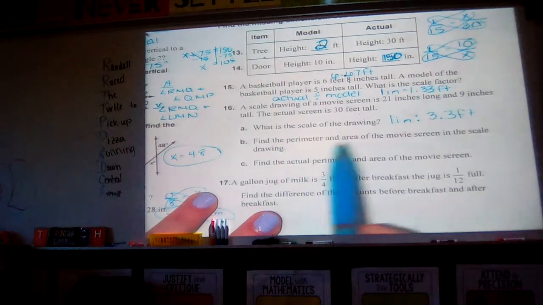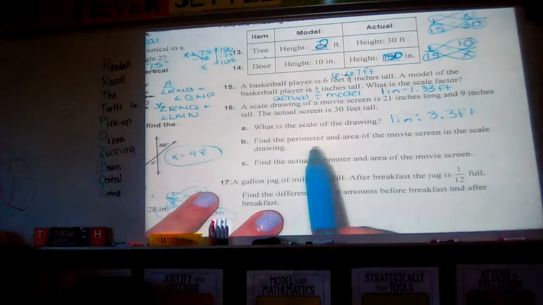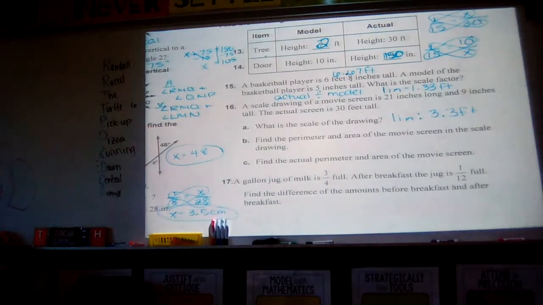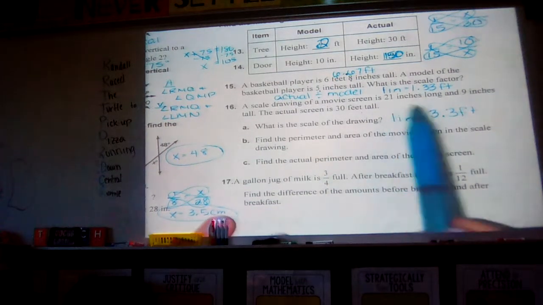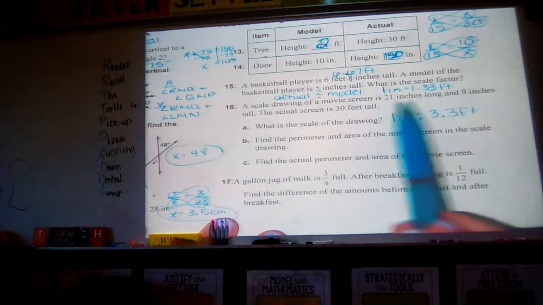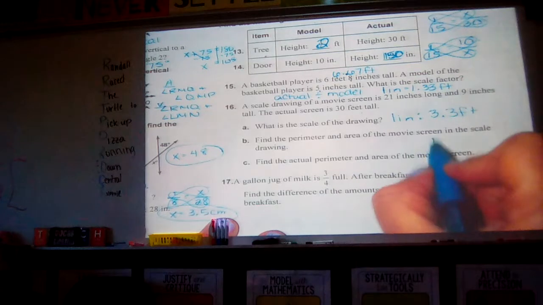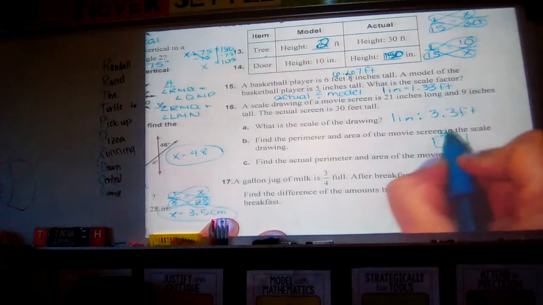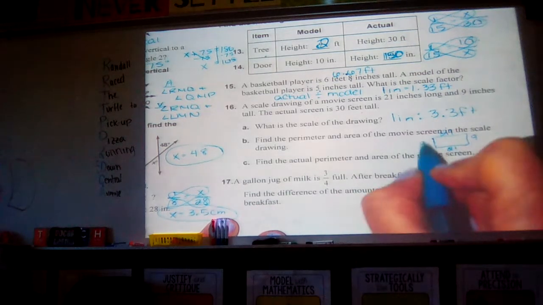I need to find the perimeter and the area of the movie screen in the scale drawing. Okay, so I know that the scale is 21 by 9. So my perimeter, if I have a rectangle, it would be 21, 21, 9, and 9.